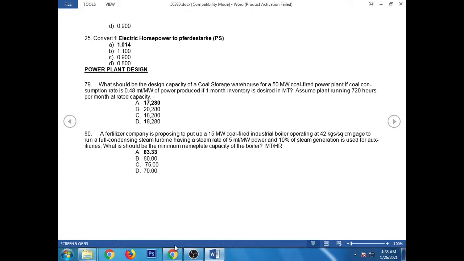17,280. A fertilizer company is proposing to put up a 15 megawatt coal-fired industrial boiler operating at 42 kgs per square centimeter gauge to run a full condensing steam turbine having a steam rate of 5 MT per megawatt power, and 10% of the steam generation is used for auxiliaries. What should be the minimum nameplate capacity of the boiler? Answer in MT per hour: 83.33.